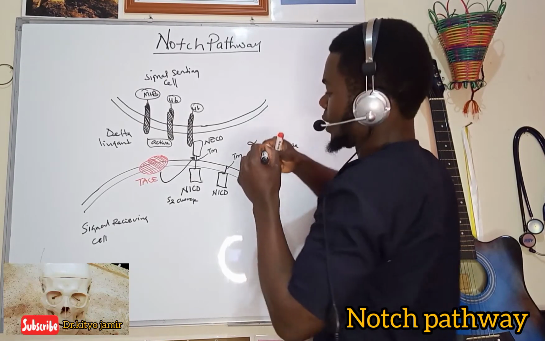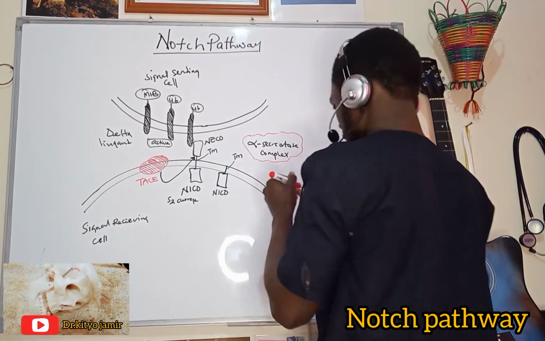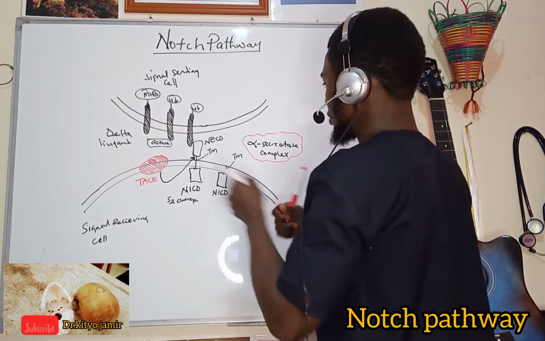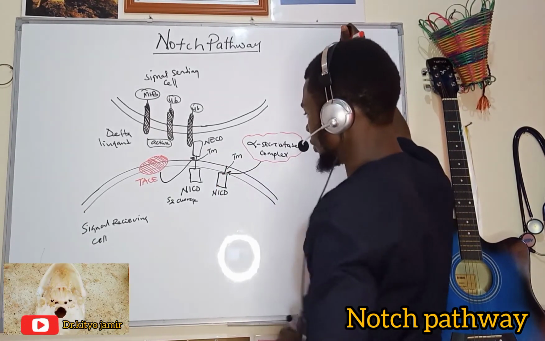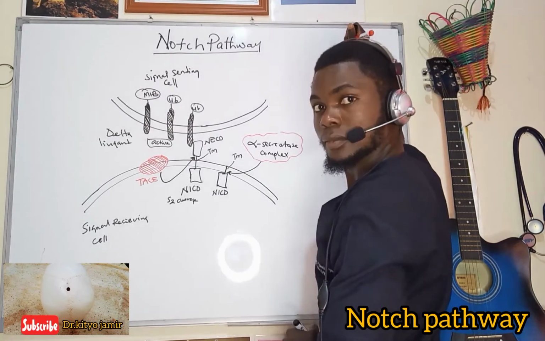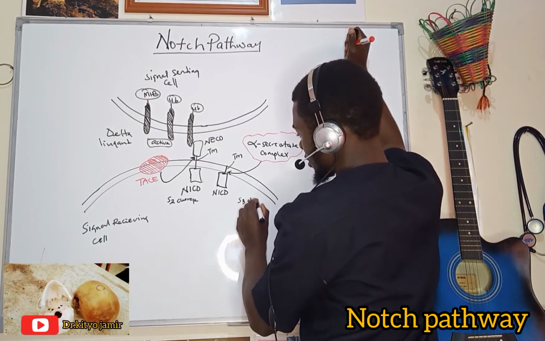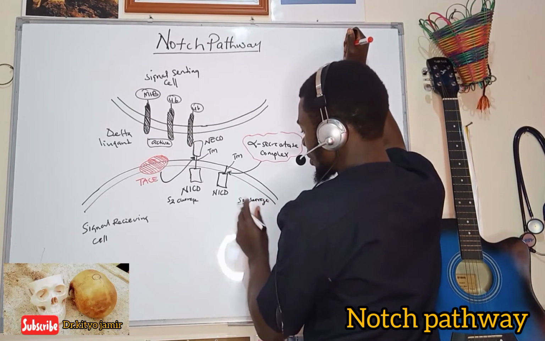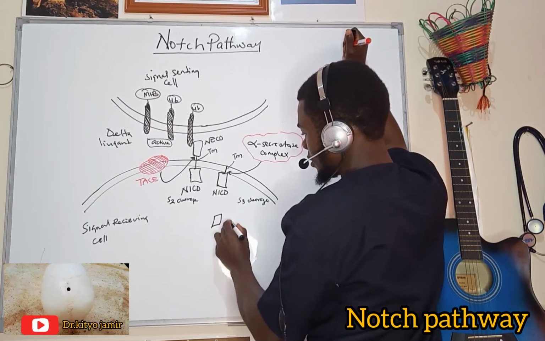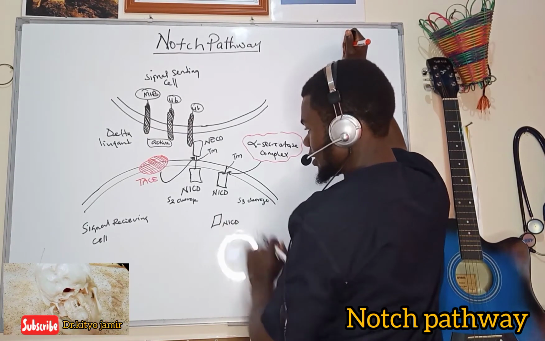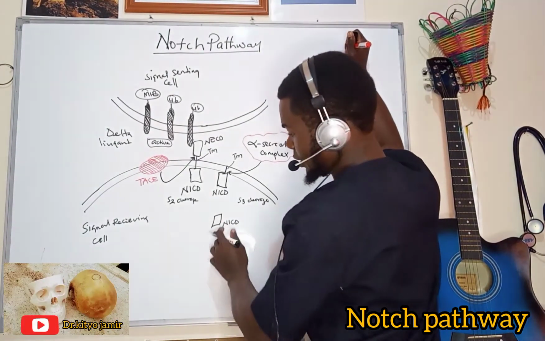So this complex of enzymes is going to come and cleave the TM-NICD complex. After cleaving, and this one we refer to as S3 cleavage, we are going to have the Notch intracellular domain being released inside the cell.